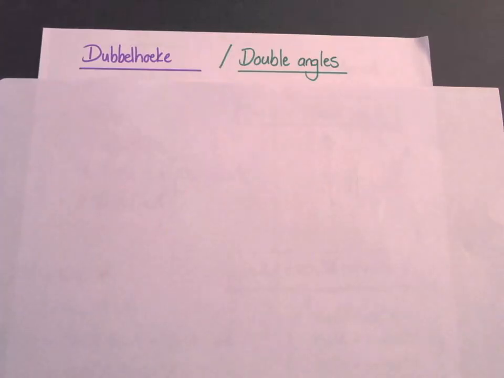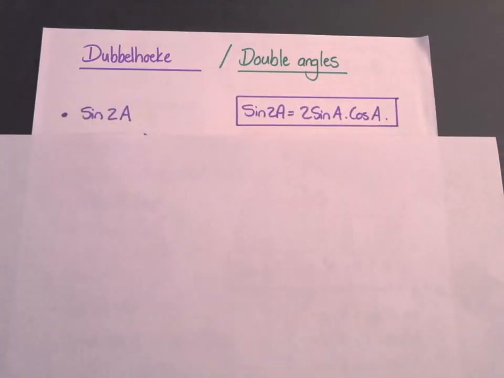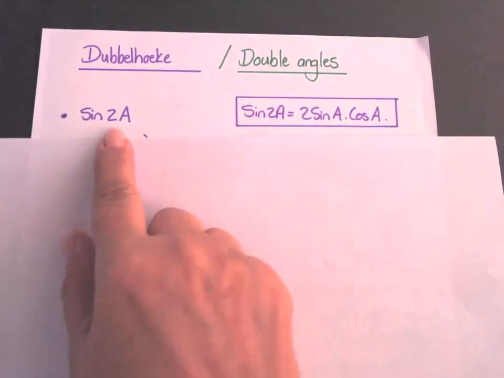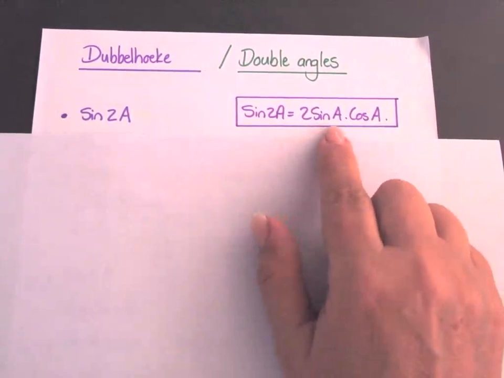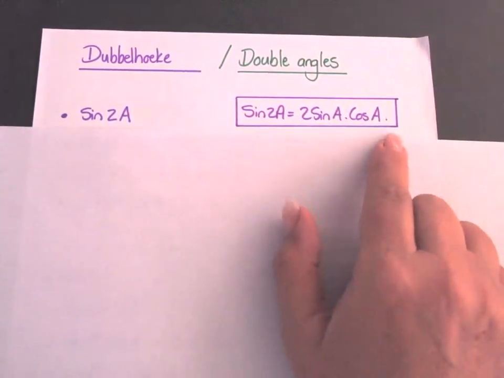Now with double angles, we need color pens. No rhythm and no rhymes. So, sine 2a, sine double angle. The formula is 2 sine a cos a. How do I get to that?